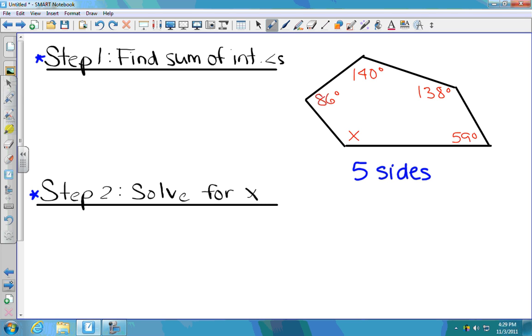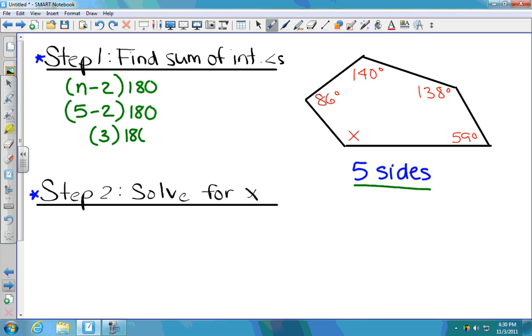Okay, so hopefully you've tried that question on your own. So we've already discussed that this is a 5-sided figure. So my first step in finding the sum of the interior angles is doing the n minus 2 times 180. So I have to plug 5 in for n. 5 minus 2 times 180 is 3 times 180. So you end up getting 540. So this is the sum of your interior angles.